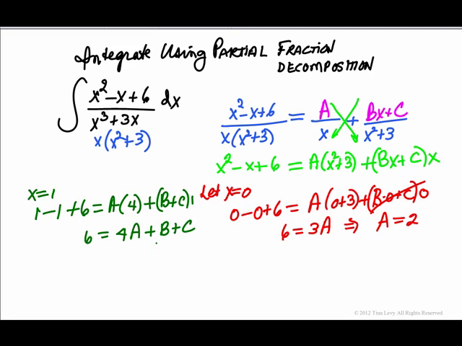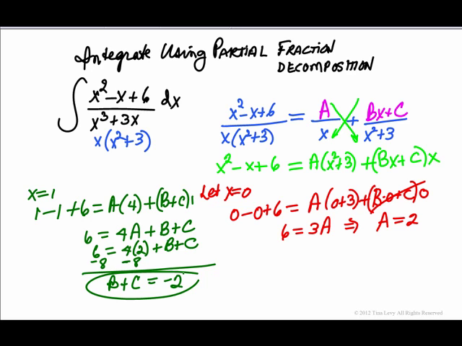So now I do know a, so I can at least put a in, and I get 6 is 4 times 2 plus b plus c. So subtracting that 8, I get, writing it right to left, b plus c is negative 2.